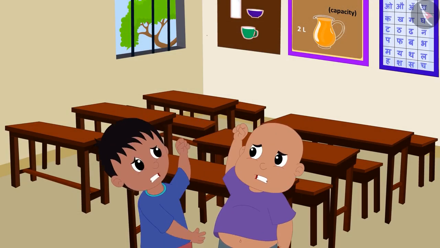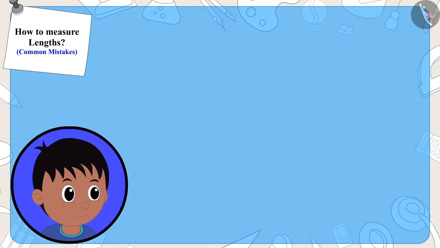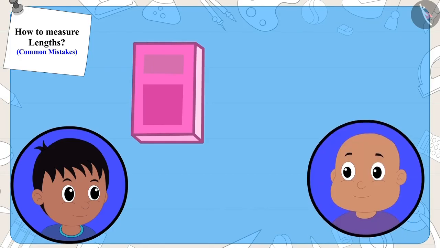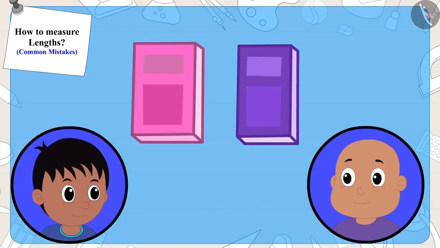Raju and Bablu are fighting in class. But why? Raju is saying that his notebook is longer and Bablu is saying that his notebook is longer than Raju's.